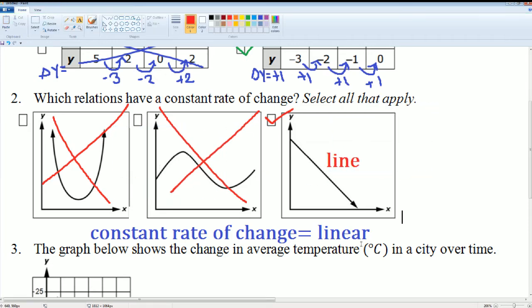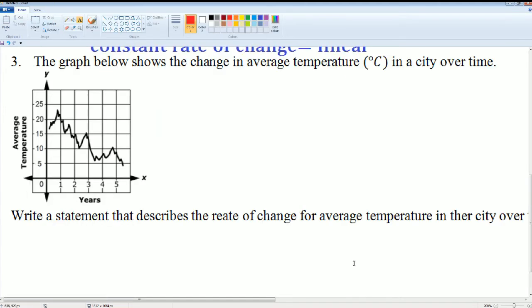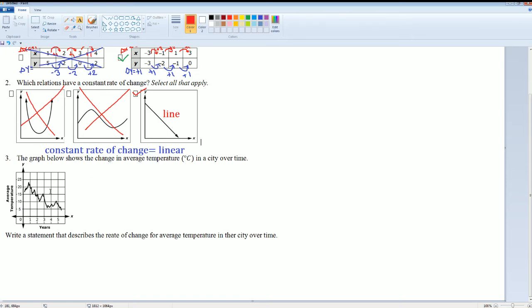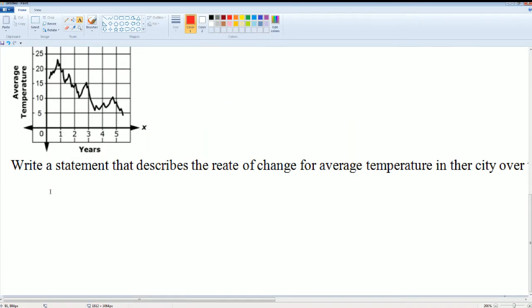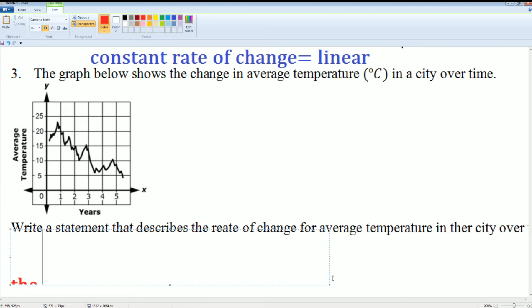Okay, there you go. The graph here shows the rate of change of the temperature over a city. Write a statement that describes the rate. This again should be rate of change for the average temperature in the city. Look how it's changing. It's changing a lot, right? The temperature, you would say what?